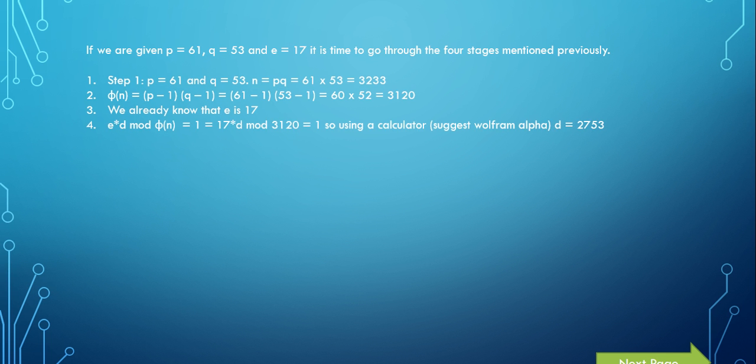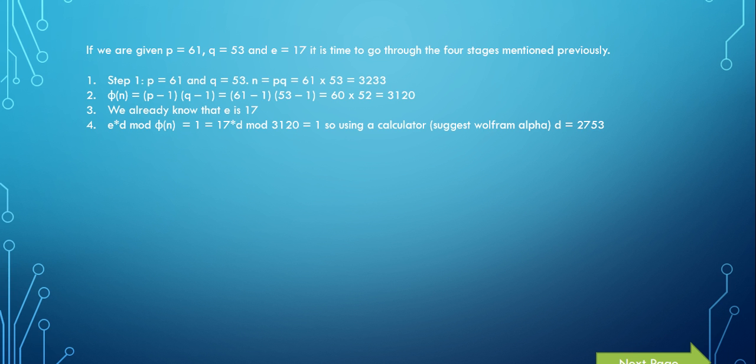And then we go on to the 4th stage, where E multiplied with D mod the totient function must equal 1. So we have to figure out D using this. Now, I used Wolfram Alpha, which is online. It's a calculator that calculates all of this for you.